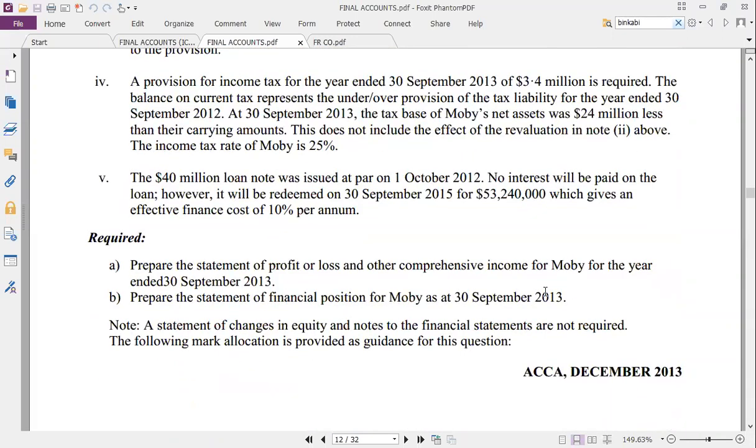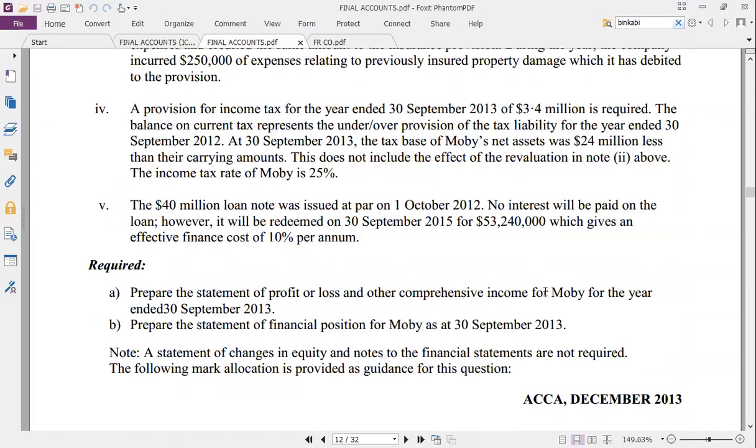So I only touch on those that are a bit technical. Those that are straightforward, let's not explain. Note 4 stated clearly that a provision for income tax for the year ended 30 September 2013 of 3.4 million is required as the current year tax. And then the balance on the current tax represents an over-provision, as is common practice.